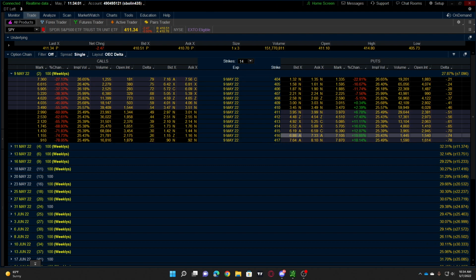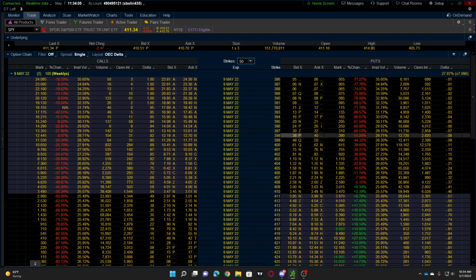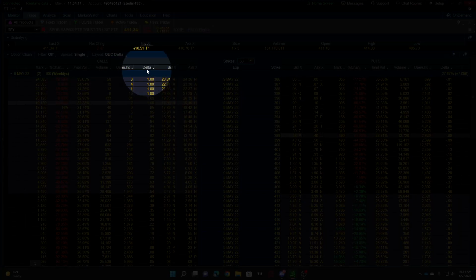So what I want to do now is expand how many strikes we're looking at. We're just going to open up quite a bit. And I want you to notice here in the upper portion of the screen where we have delta, that the delta is at 100. Now remember, at expiration, any stock or any option that's in the money goes to 100.